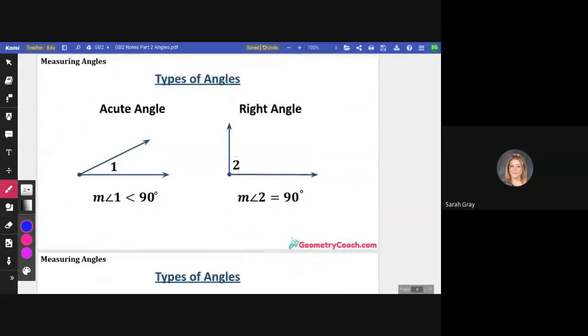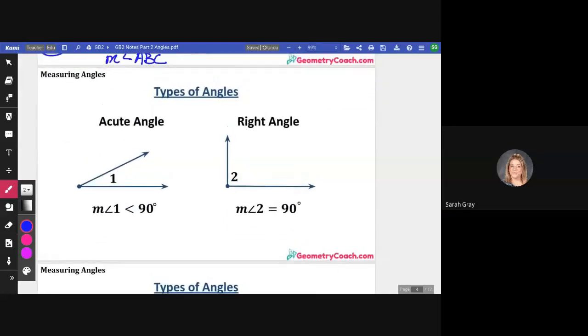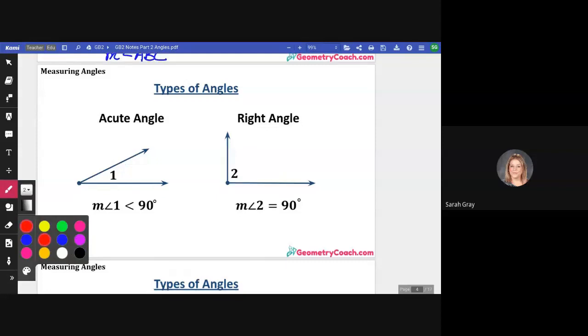Okay, super review. You've got your acute angle, which is less than 90, and your right angle, which is exactly equal to 90. And then there's a little symbol that you can put in a right angle only. You put that little box in there, and it means that it is exactly 90 degrees. No other type of angle can use this symbol.